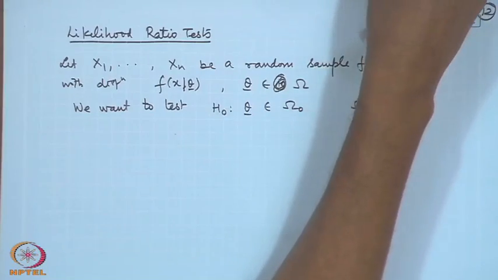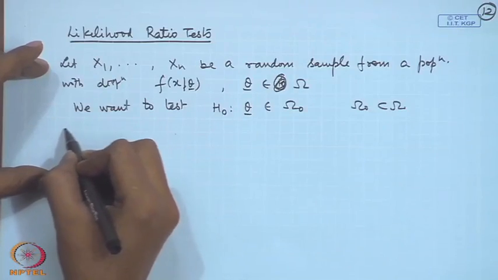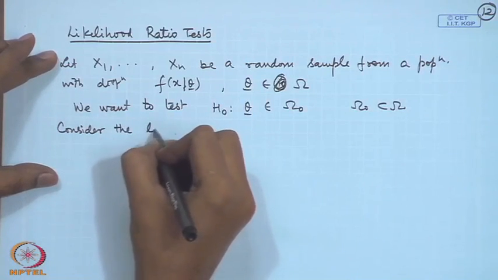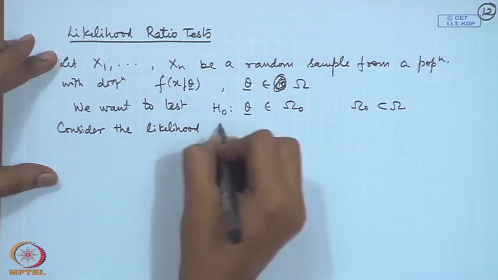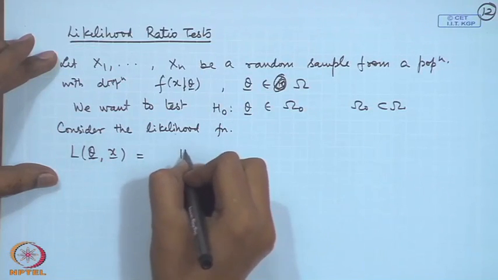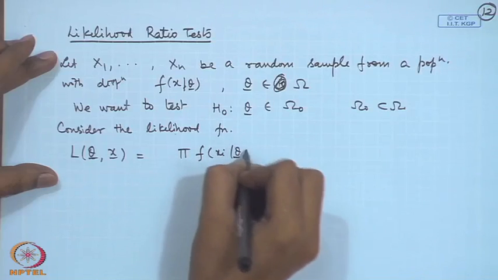In the Neyman-Pearson theory, it was essential to specify an alternative hypothesis, but in the case of likelihood ratio test, it is not required. That procedure is based on a simple argument that we consider maximization of the likelihood function under the full region and under the null hypothesis space, and then we compare them. So, the logic is as follows. Consider the likelihood function L theta x, that is equal to product of f x i theta.